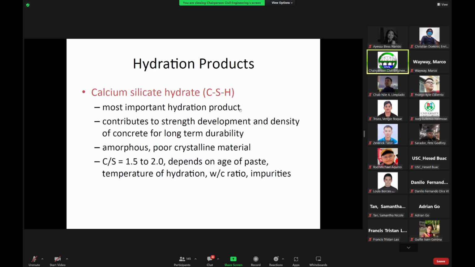This is the most important hydration product. It contributes to the strength development of your concrete and the density of your concrete, for long-term durability. This calcium silicate hydrate develops around the surface of your CSH.